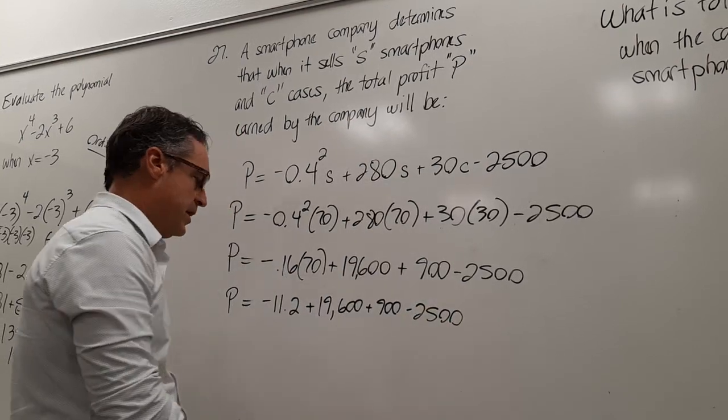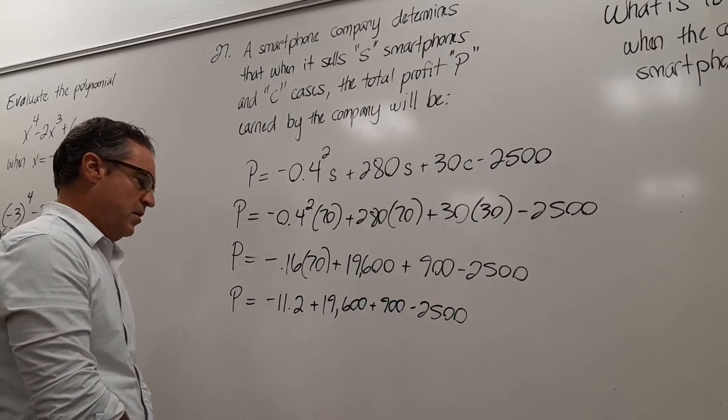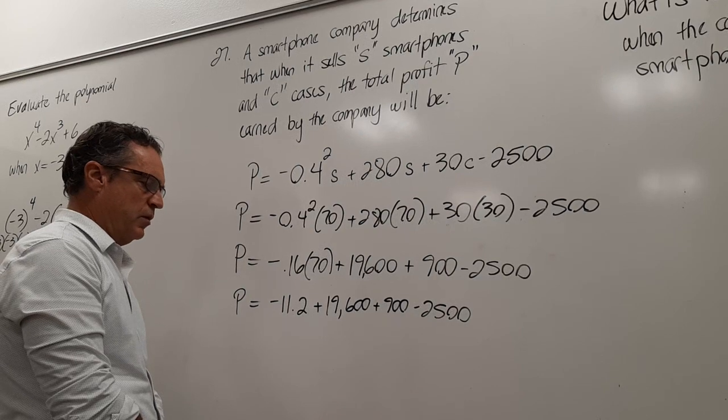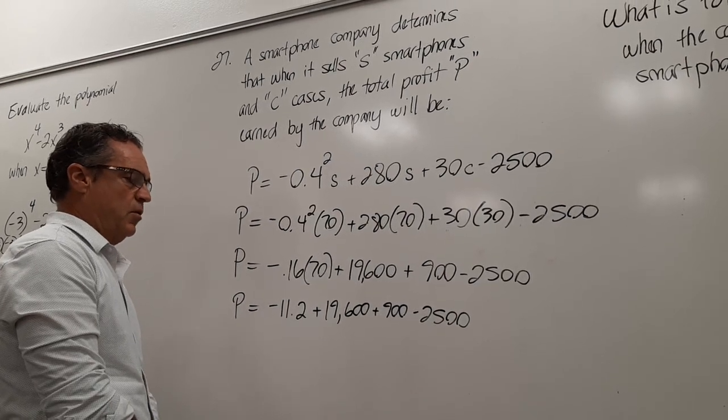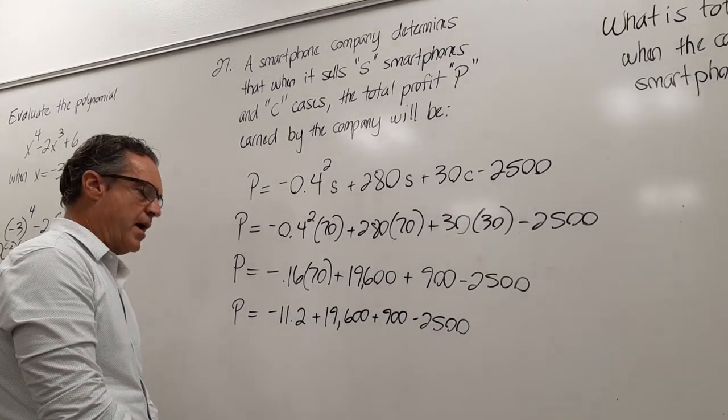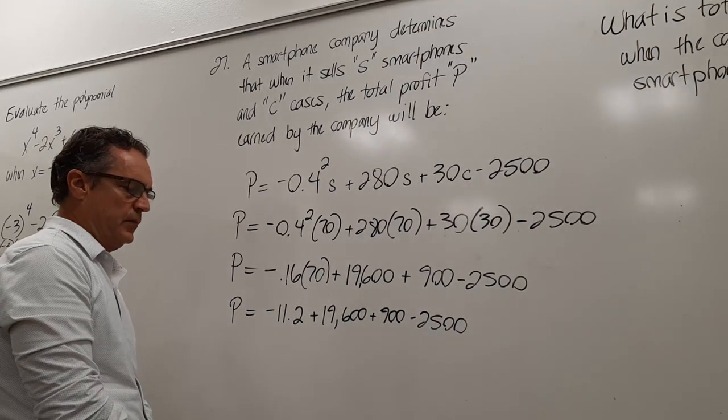Now it's just calculator time. It's all addition, subtraction. We're going to plug in negative 11.2. We're going to add 19,600. We're going to add 900, and we're going to subtract 2,500.